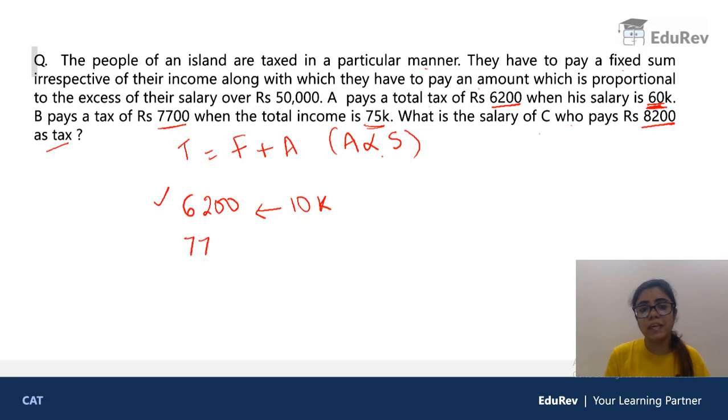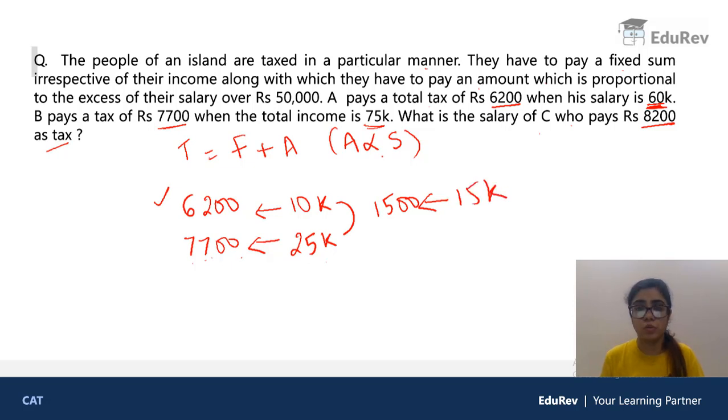Similarly, B had to pay 7,700 if the total income was 75,000. Now total income is 75,000. So can I say the money beyond 50,000 is 25,000. So if you get 25,000 extra, you have to pay 7,700. What I will do is, I'll find out the difference in the two. What is the difference? 77 minus 62 will give me 1,500. And 25,000 minus 10,000 will give me 15,000.